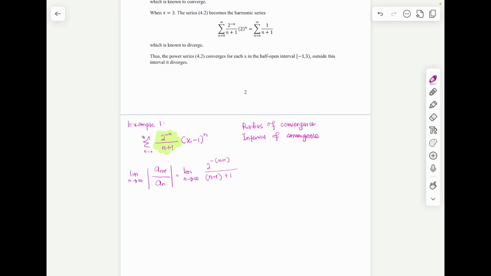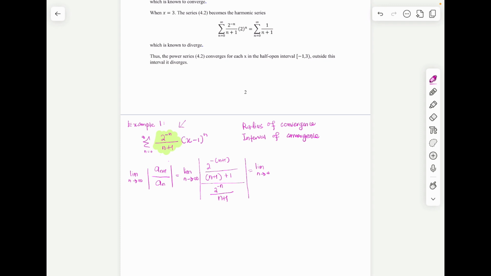So this is just the a_n. For a_(n+1), we replace the n with n+1, like this. And then divide by a_n, which means the original one. Don't forget your absolute value. Now you can rearrange to make it look simpler.